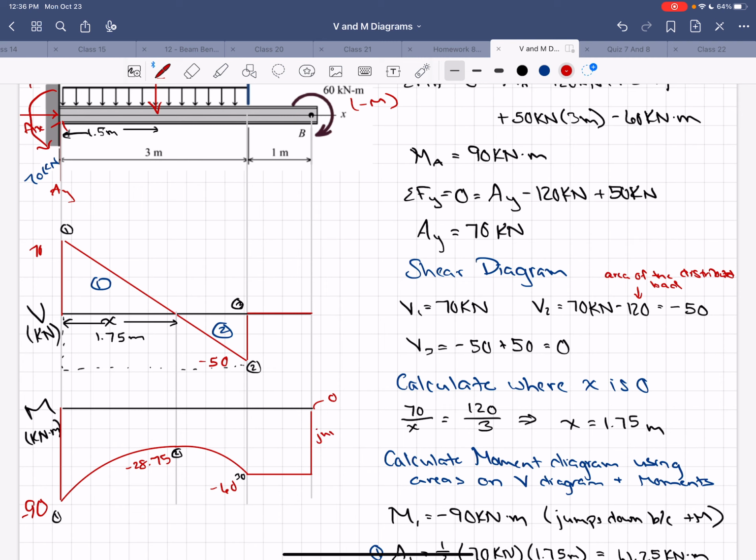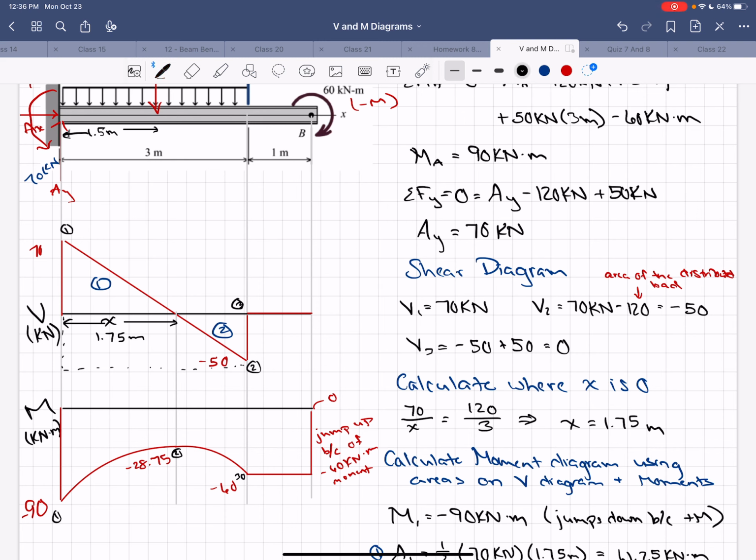So jump up because of the negative 60 kilonewton meter moment. Alright, so that's our shear moment diagram.